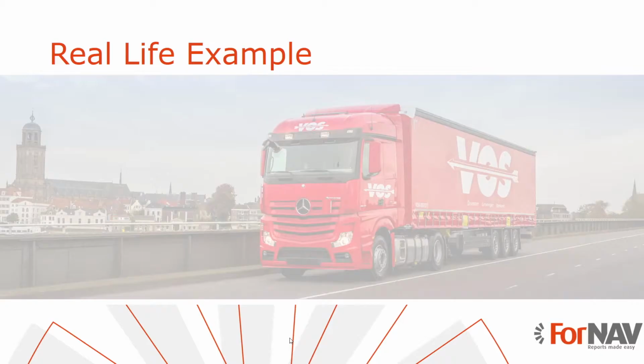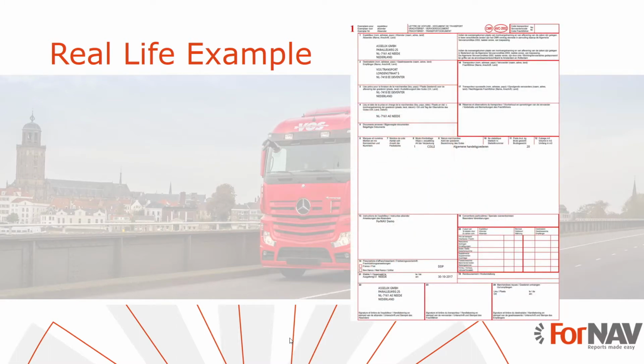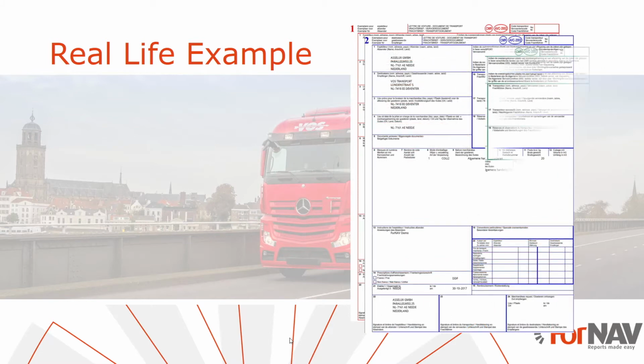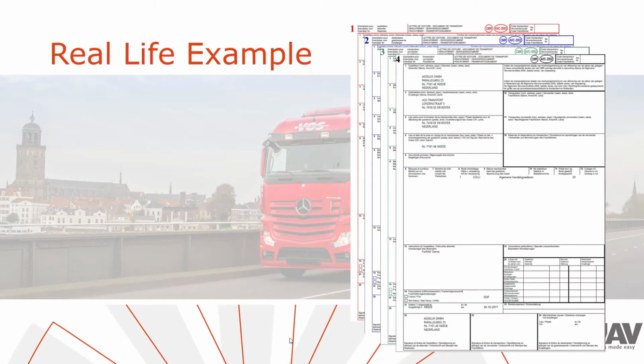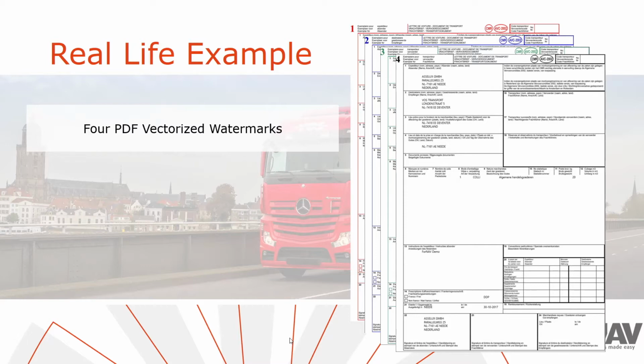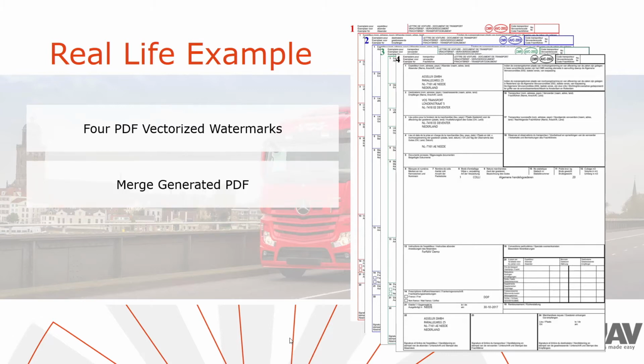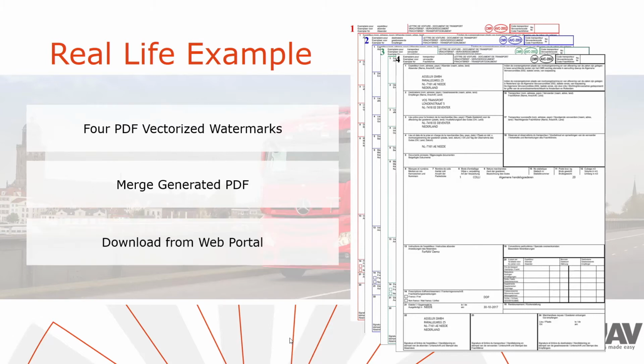So let's finally look at a real life example of one of our customers. In this case, the customer had a requirement for quite a complex report, which consists of 4 pages with different colors. And this had to be available as a PDF to be downloaded from their website. The way that this is solved is we created 4 vectorized watermarks with each of the 4 colors of the report. Then we used the merge feature in Bullzip to merge the generated PDF files, and then we allowed to download them from the web portal.